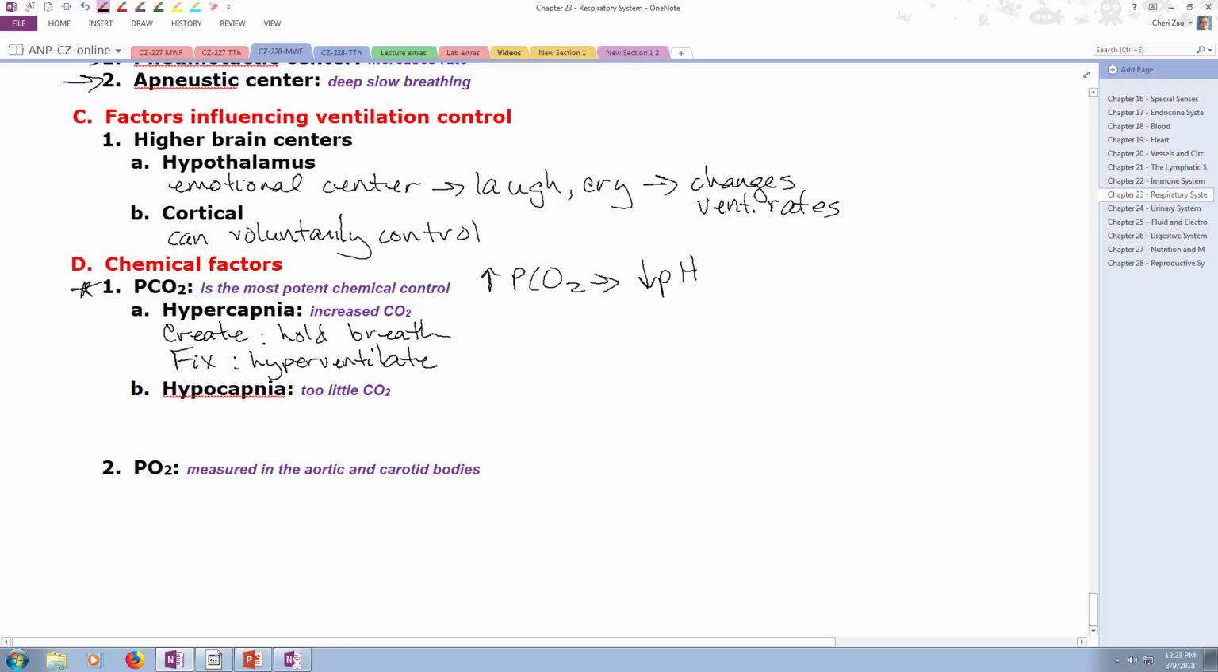So that's pretty easy. Now, hypocapnia. How do you create hypocapnia? You hyperventilate. You have to do a lot of hyperventilation to create hypocapnia. And therefore, how do you fix it? Hypoventilate or breath hold. So we'll just say hypoventilate, because breath holding is a hypoventilation type of thing.